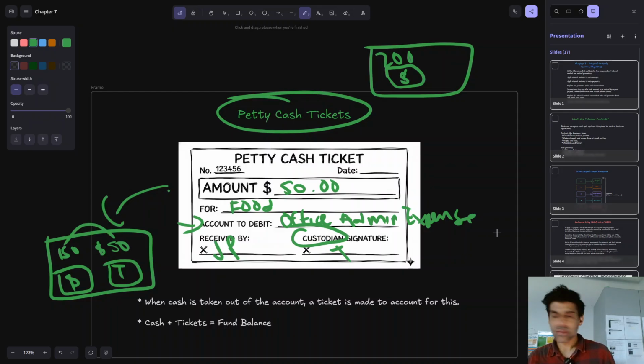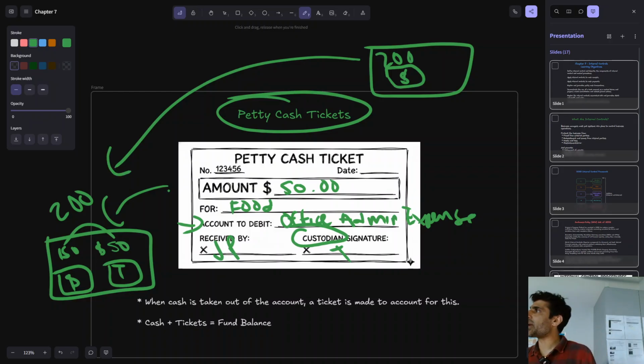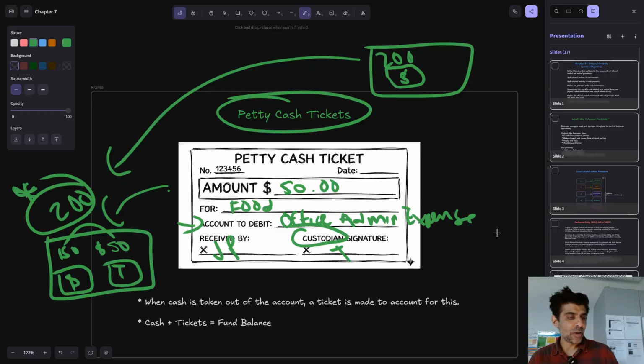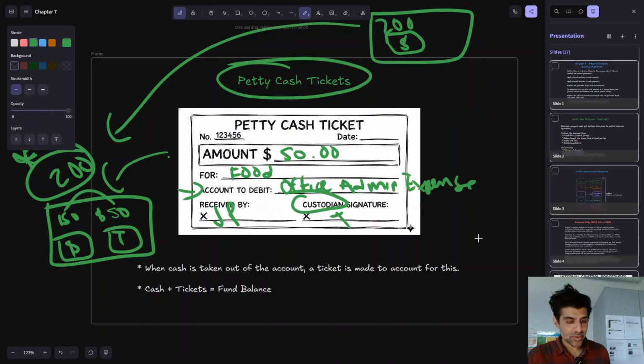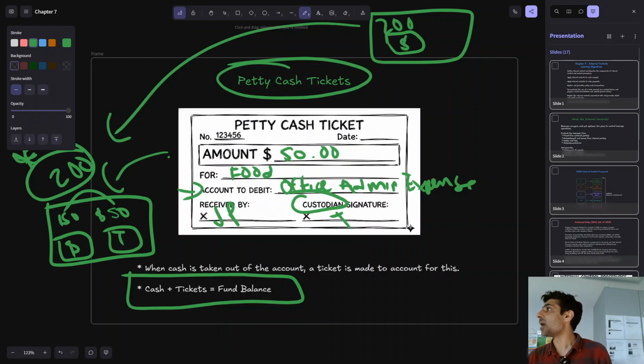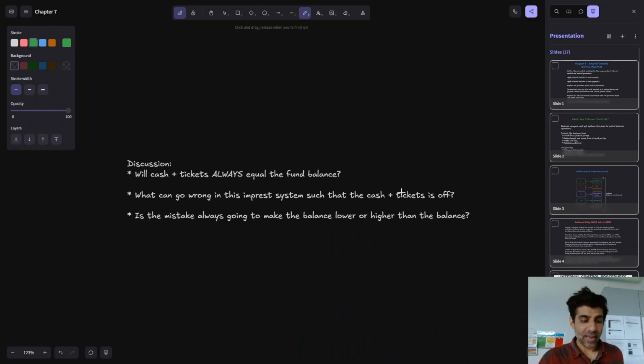What is the total between the cash and the ticket? 200, right? So it's still the same. Between the physical cash and the ticket, it will always be $200, theoretically. That's what this system is trying to do. This $200 is fixed, but the allocation between your physical cash and your tickets is going to change as you use the cash up. So cash plus the tickets is always the fund balance. Not always though, we'll see what happens if it's not the case. So, the question: will cash plus tickets always equal the fund balance?